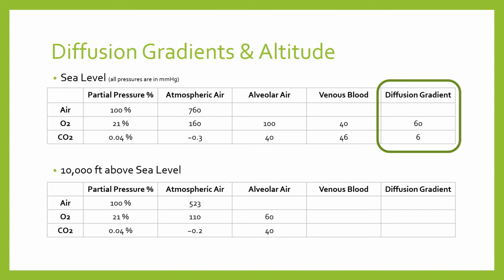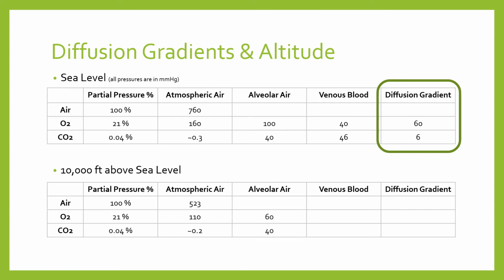So the overall air pressure up at 10,000 feet is 523 millimeters of mercury. Therefore the partial pressure of oxygen is 21% of that, 110 millimeters of mercury. When we breathe that air in, and it mixes with the air that's already in our lungs, we end up with a mixture of air in our alveoli that is 60 millimeters of mercury of oxygen. So it's significantly lower than the 100 millimeters of mercury that we get into our alveoli at sea level.